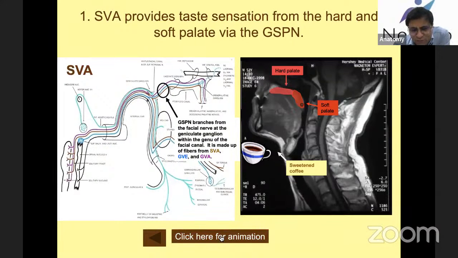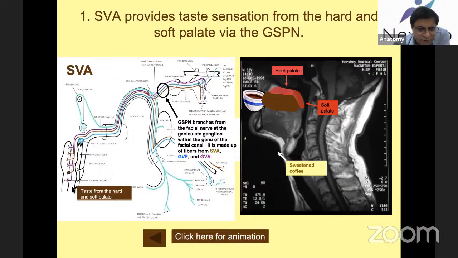Now the sweetened coffee, what does it do? Look here. When the sweetened coffee reaches down here, it will stimulate the taste sensations from the hard and the soft palate. And these taste sensations will be carried to the greater palatine nerves and then reach down here, the entire course I've already taught you, to the upper portion of this nucleus tractus solitarius.